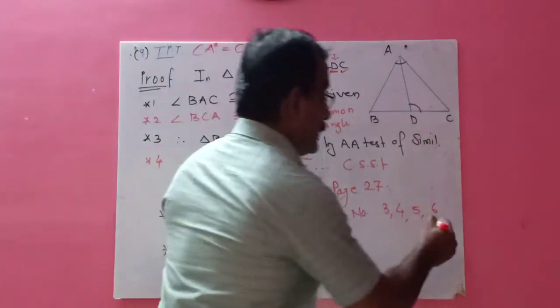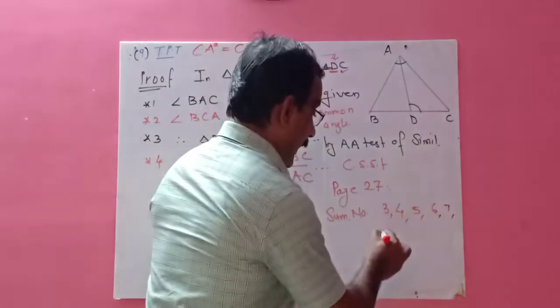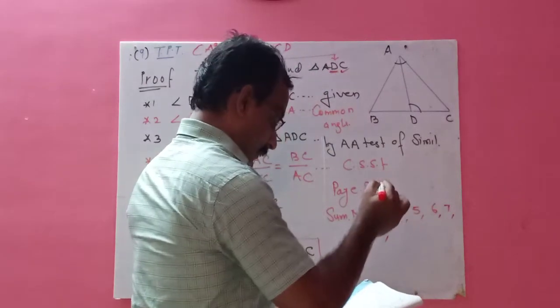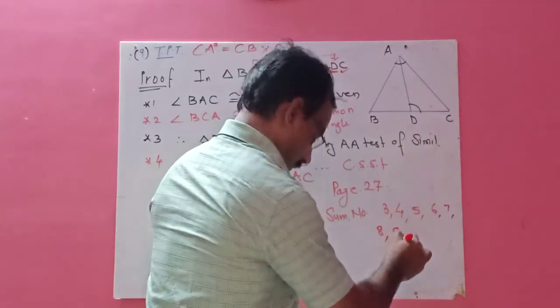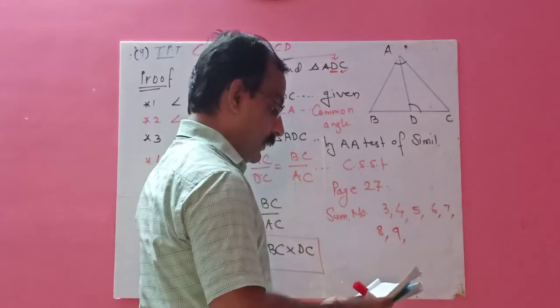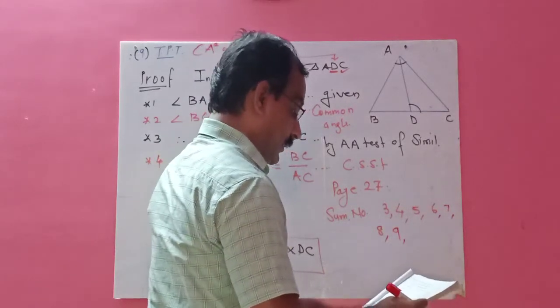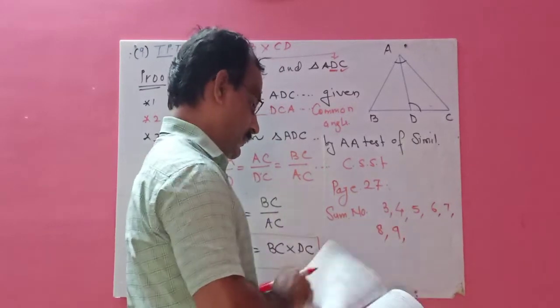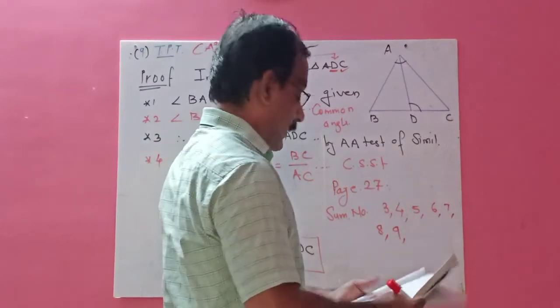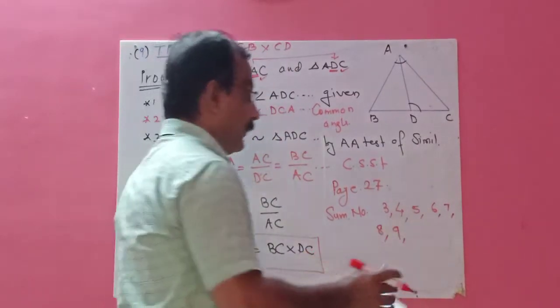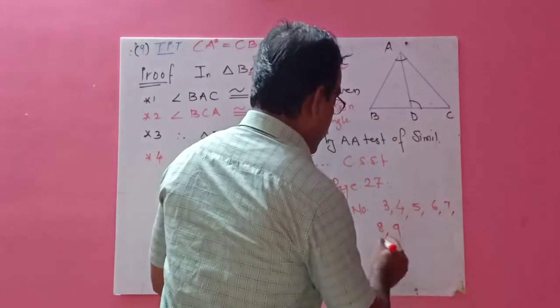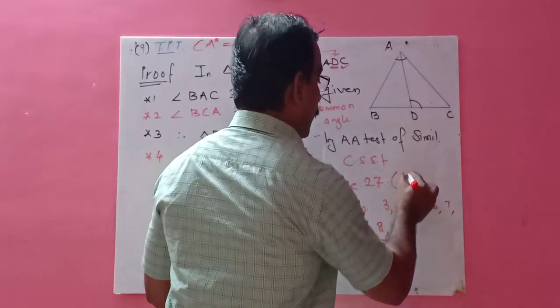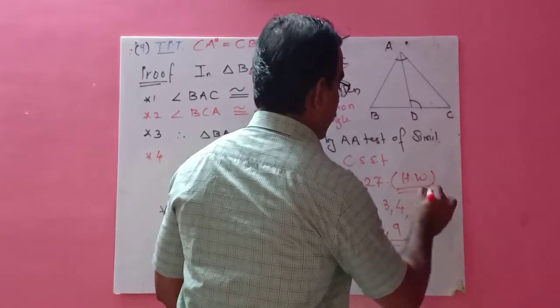Then 7, 8, 9, and up to 9. This is your homework, or you can say activity.